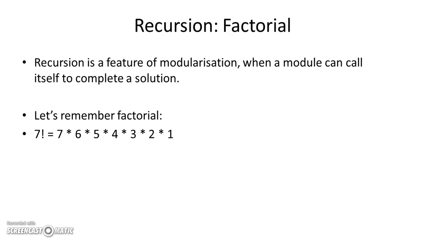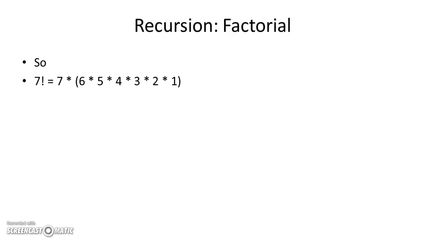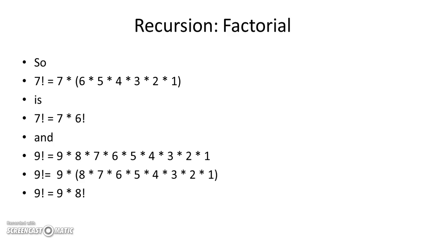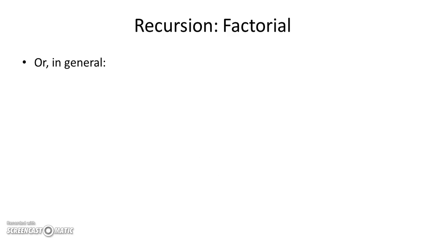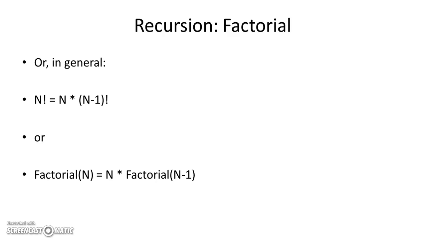Let's think about our factorial example we did before. We know that 7 factorial is 7 by 6 by 5 by 4 by 3 by 2 by 1. And we know that 6 factorial is 6 by 5 by 4 by 3 by 2 by 1. Therefore, what we can say is 7 factorial is 7 multiplied by 6 by 5 by 4 by 3 by 2 by 1, which is 6 factorial. So 7 factorial is 7 multiplied by 6 factorial. 9 factorial is 9 multiplied by 8 factorial. And n factorial is n multiplied by n minus 1 factorial. Or if we want to call it like a module or method, we'd say factorial n is equal to n multiplied by factorial n minus 1.